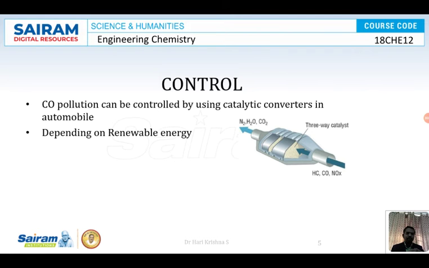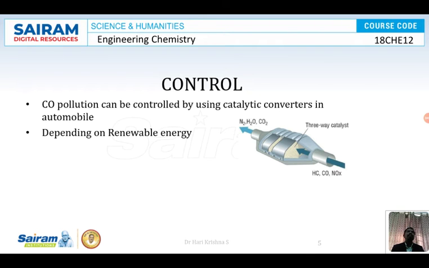So how to control it? Automobiles also give carbon monoxide, because we are burning fossil fuels, right? This can be controlled. The emission from automobiles can be controlled by passing the exhaust into a catalytic converter. The catalysts platinum and rhodium present convert the carbon monoxide into carbon dioxide. So to some extent, you can reduce carbon monoxide pollution.